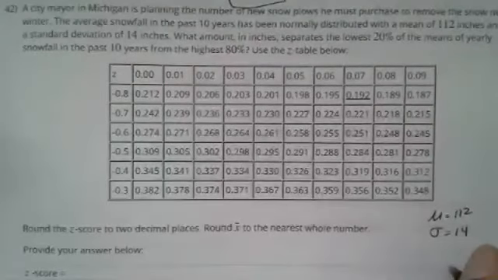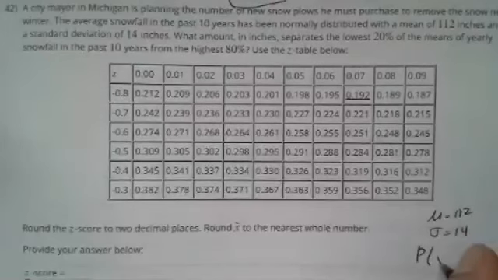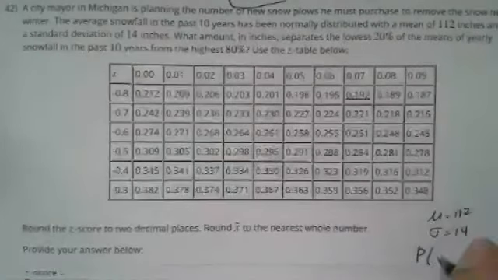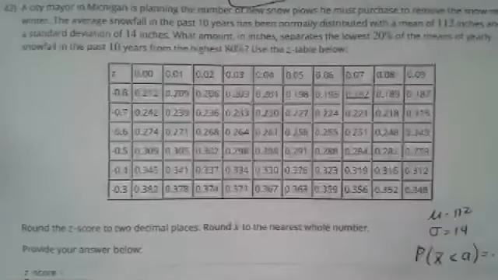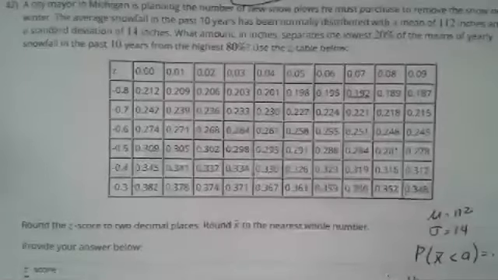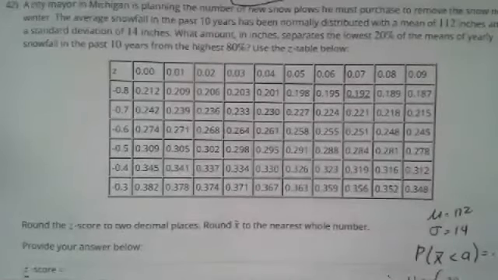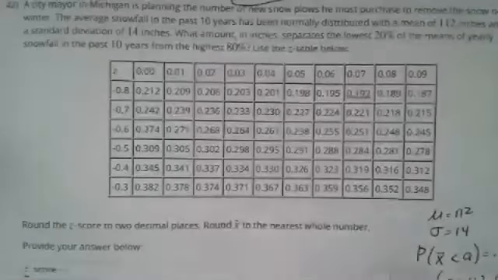What amount in inches separates the lowest 20%? So what value has a probability equal to 0.20? We could do inverse norm: 0.20, comma, then the mean, and then the standard deviation. So let's go ahead and do that.